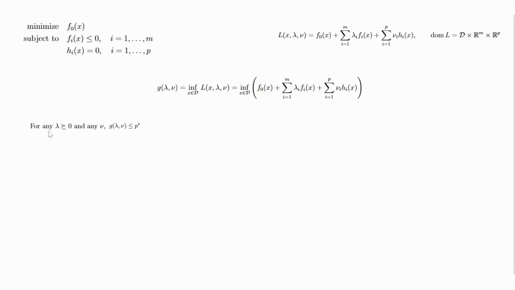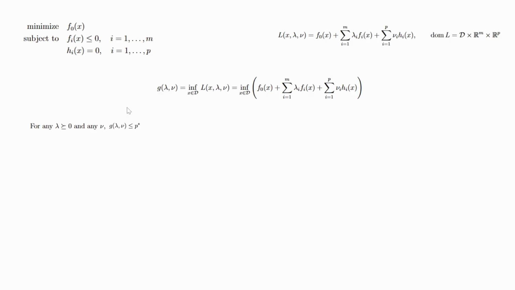The claim is that for any lambda greater than or equal to 0 with respect to R^m, so just a reminder, this just means that every lambda_i is positive, and any v, g(lambda, v) is less than or equal to p*. So p* is the minimum value of the objective function over x. In other words, every dual feasible point gives a lower bound on the optimal value of the original problem.